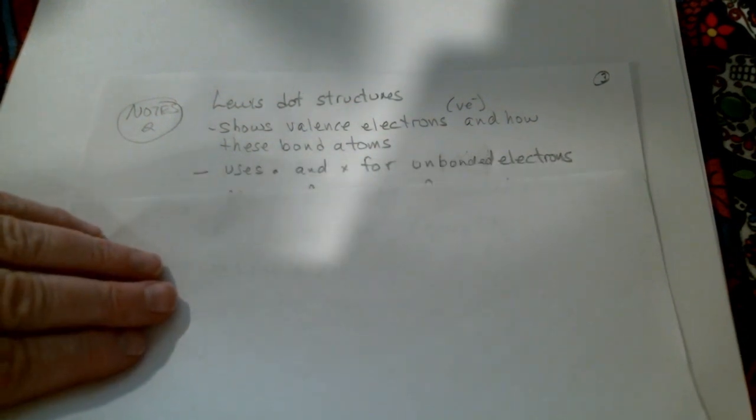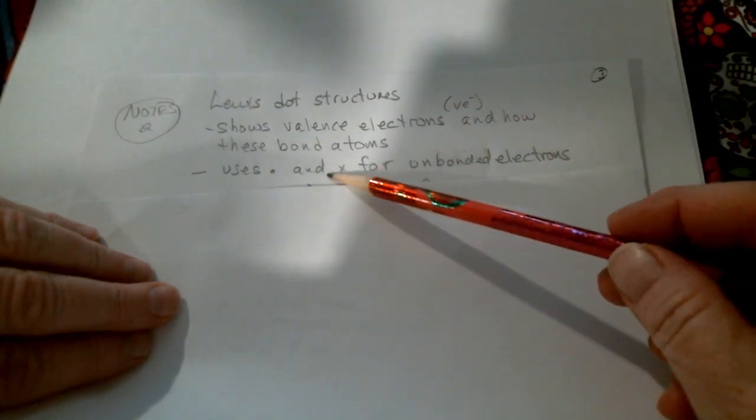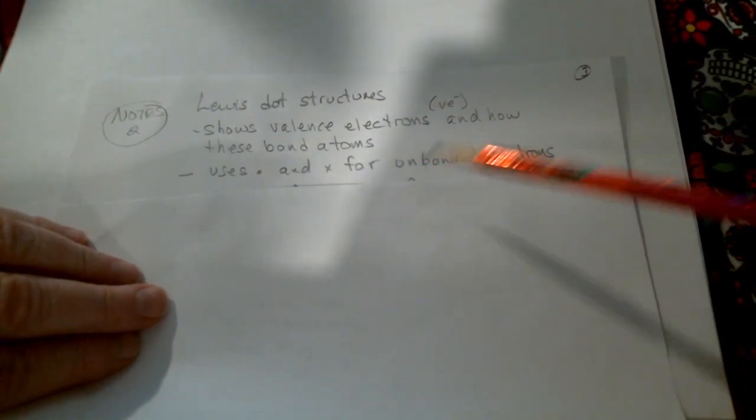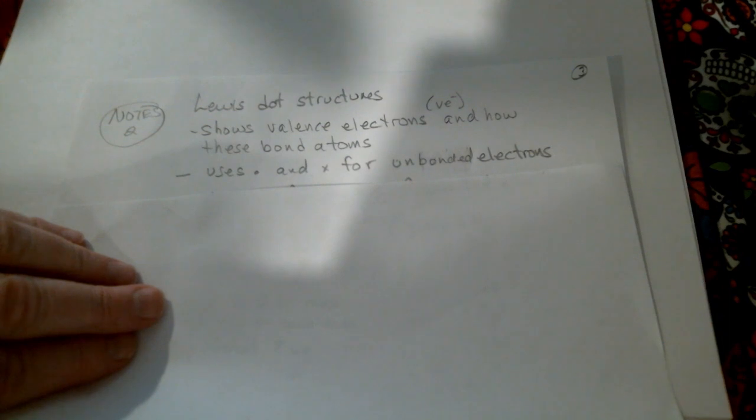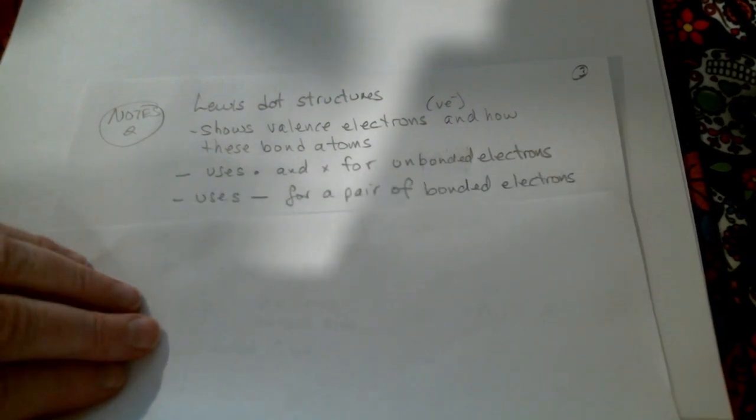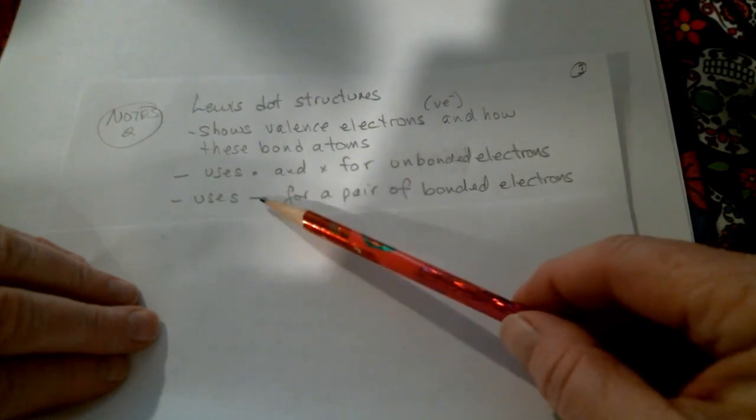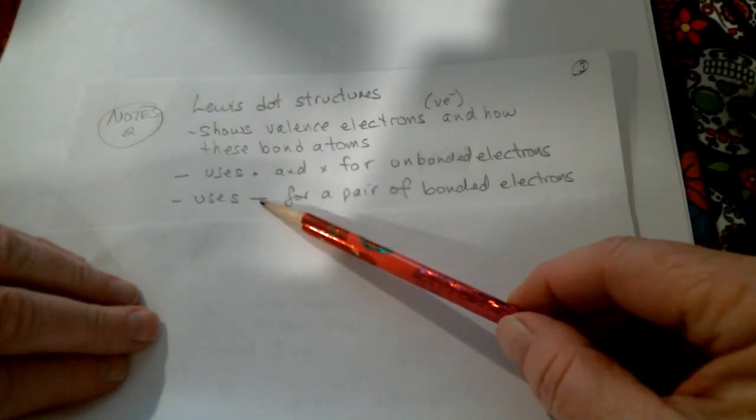Okay, so one of the things that we use are dots and X's, and these are for unbonded electrons. These are ones that are just on the atom, but they're not connecting them with anything else. So if I want to show that two atoms are bonded together by electrons, then I'm going to use a dash, and the dash stands for a pair. So whenever you see a dash, that means two electrons.